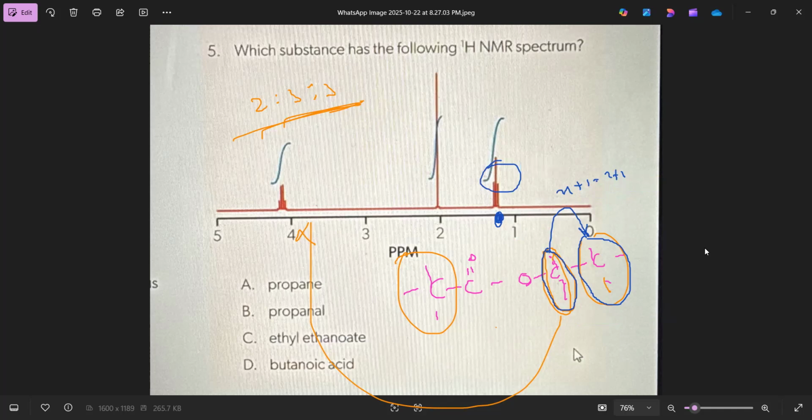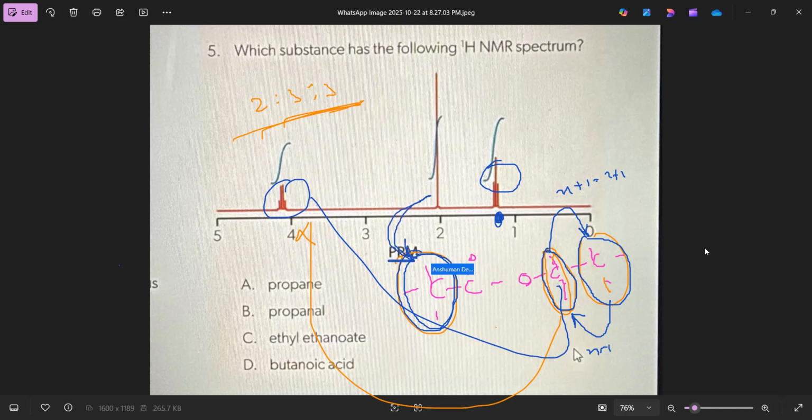But sir, wouldn't it be a quartet? Oh no, sorry, this will be splitting into n plus 1, but quartet. Understood? Sorry, my bad. This will be a singlet. Okay, clear now? Are you okay?